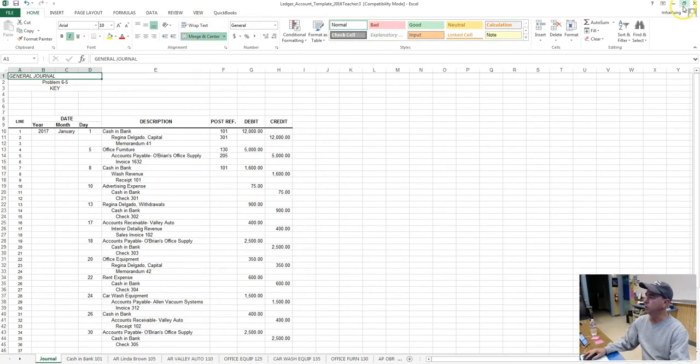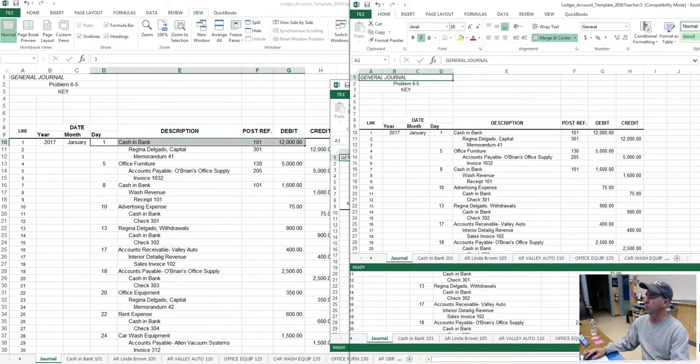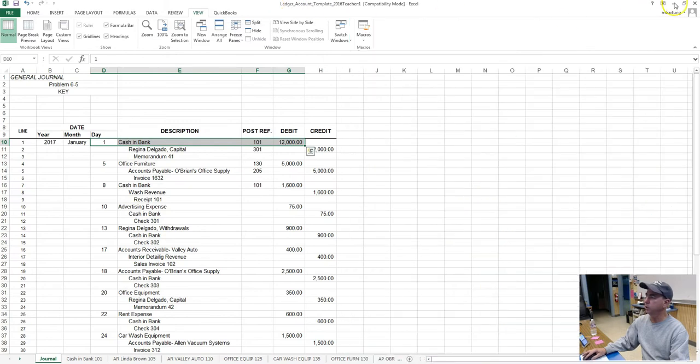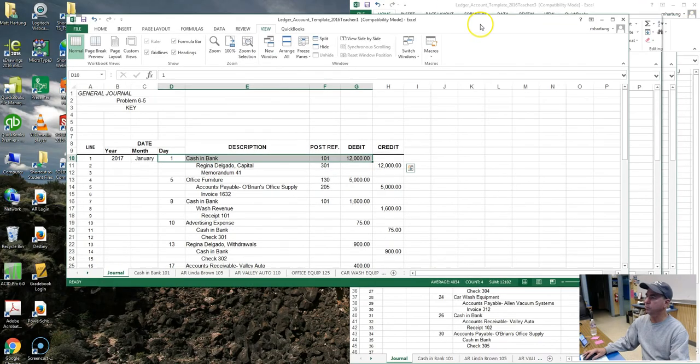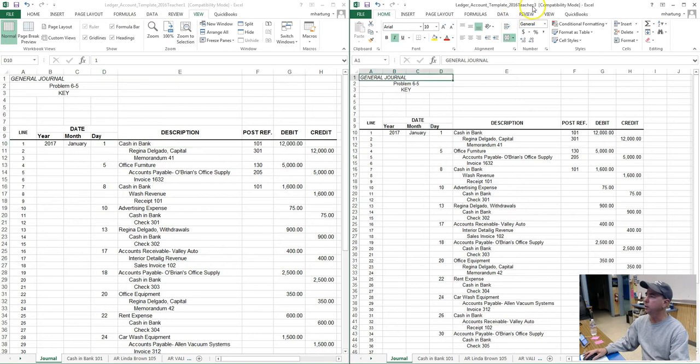And there you go. And then when you minimize these, you can go ahead and arrange them on one half of the screen and the other one on the other half, like so. And there you go. And then we can go to work with different sections of the same workbook. And you will notice Ledger Account Template Teacher 1, and then this one is Teacher 3, Ledger Account Template. That's because it's the second time that I've done that. So it doesn't matter though.